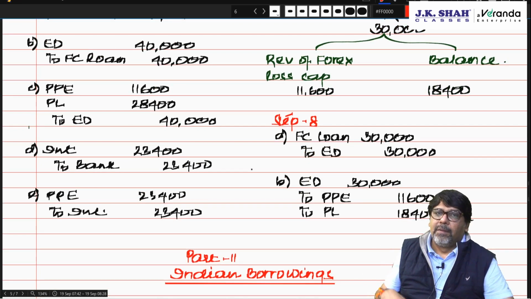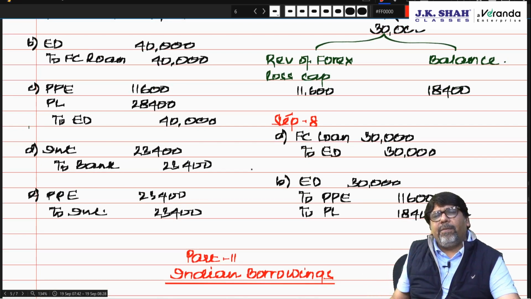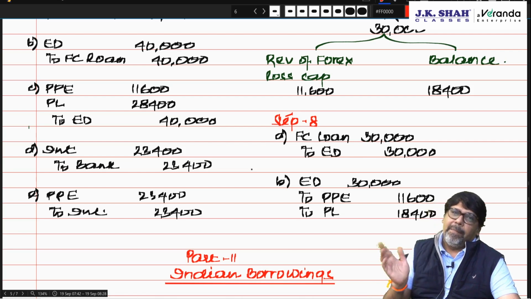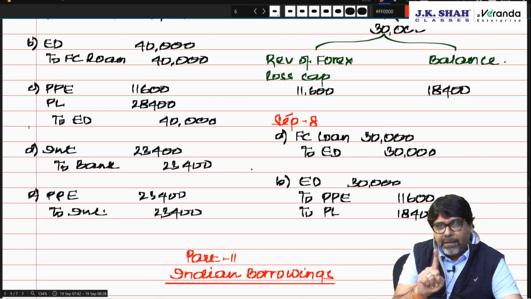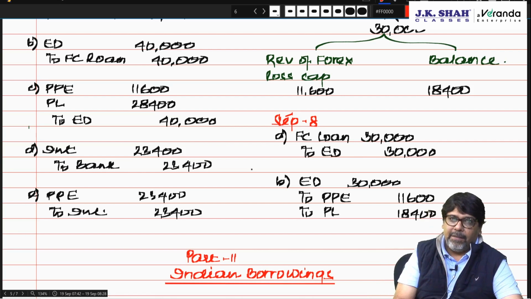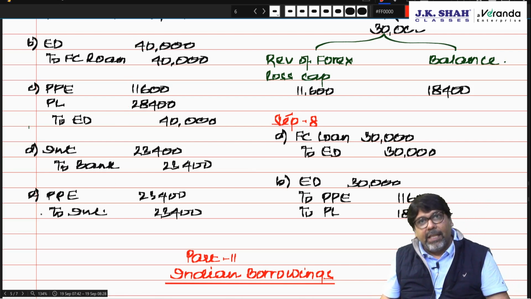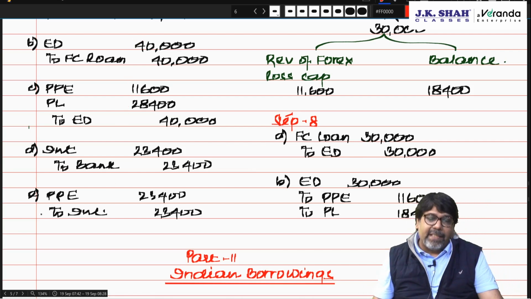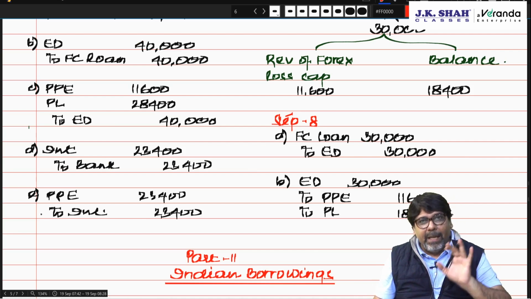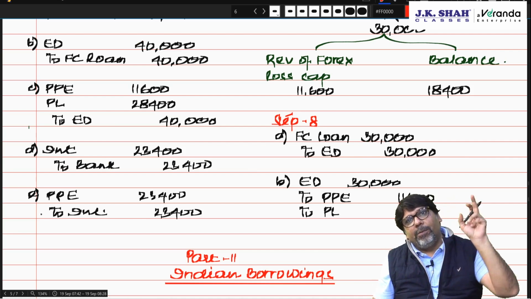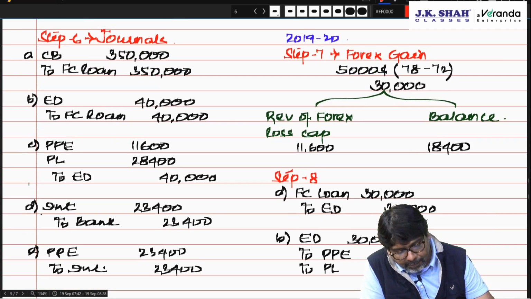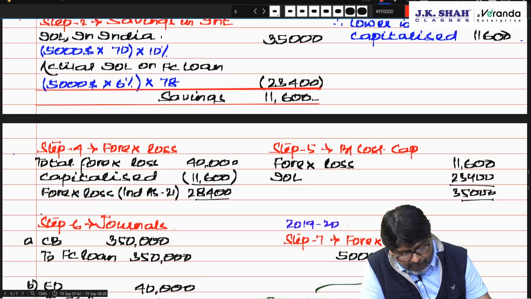Now, suppose, sir, in the first year there is a forex gain. Then that will be transferred to P&L. But if in the first year there is a loss, you did this drama. In the second year, if there is a forex gain, then what will you do? You will be able to reverse as much as you had capitalized. So suppose next year it is given.